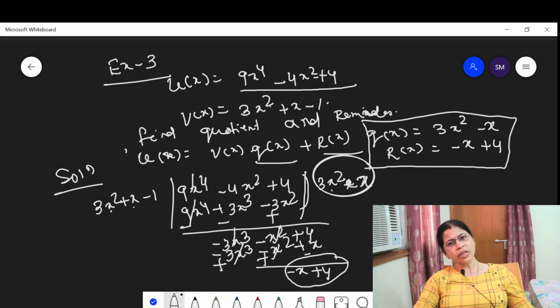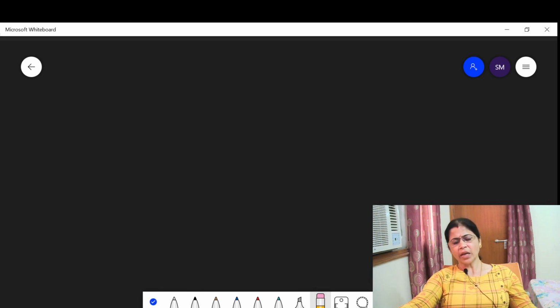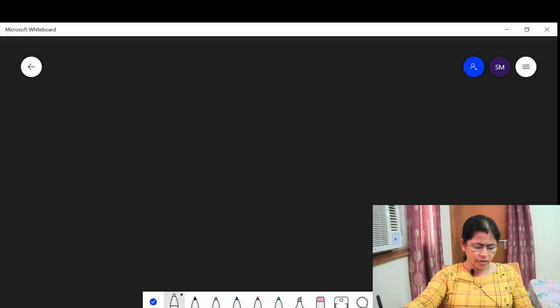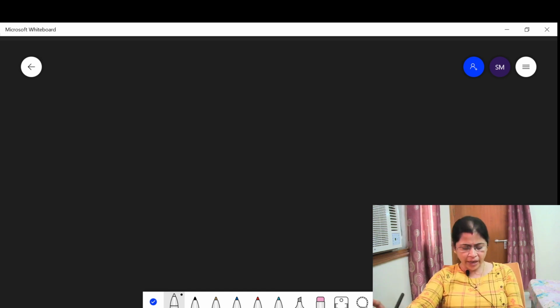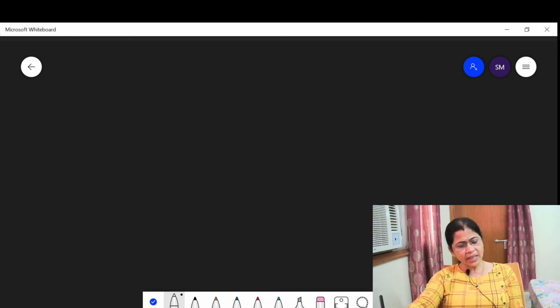The given question asks to find the quotient and remainder. Please, students, recall the division algorithm of integers. The same division algorithm is also applicable for polynomials. Another point: when you get the remainder 0, it means the divisor is a factor of f(x). Now let us discuss some more examples.